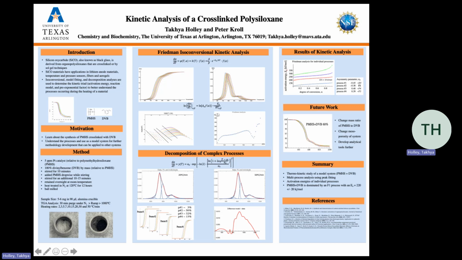Now that we have decomposed the 4 processes, we do the Friedman analysis again, and we determine the activation energies for each one of the processes, going from the first process at the bottom to the 4th process at the top. We know that the second process is the dominating process, and it has a characteristic asymmetry parameter of negative 0.3. So we know that this one is an F1, or first-order reaction, with an activation energy of about 220 kilojoules per mole.